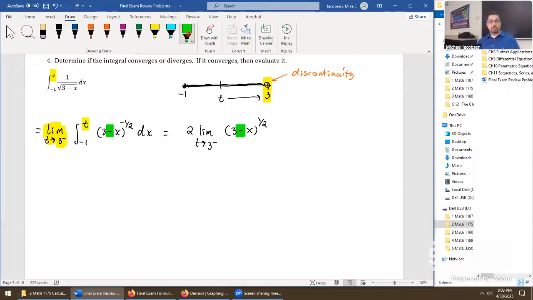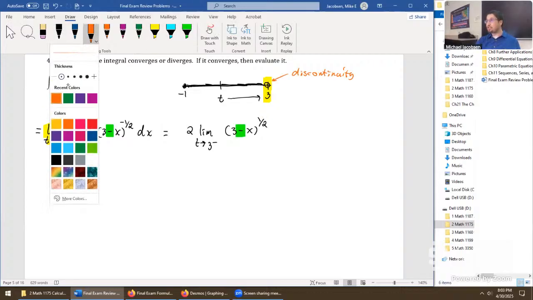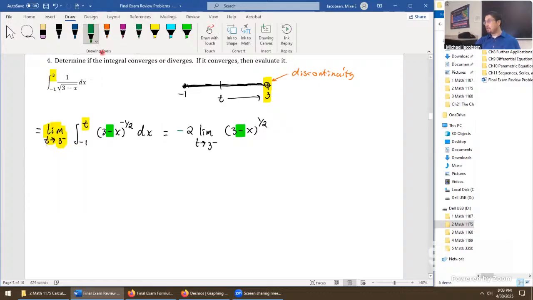Take into account there's a chain rule process here. Include that extra negative sign. And this is the right antiderivative. If we differentiate this, 1/2 comes down, wipes out the 2. We subtract 1, so it's -1. And we also multiply by the derivative of 3 minus x, which is -1, canceling that negative sign. So we've got the right antiderivative. We just need to evaluate from -1 to t. So we're on our way.